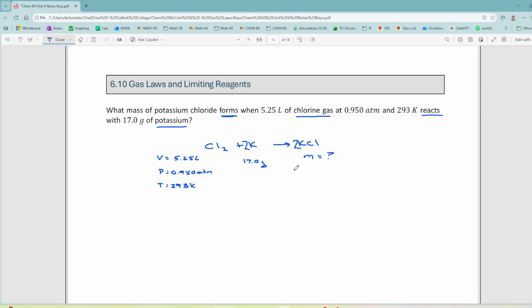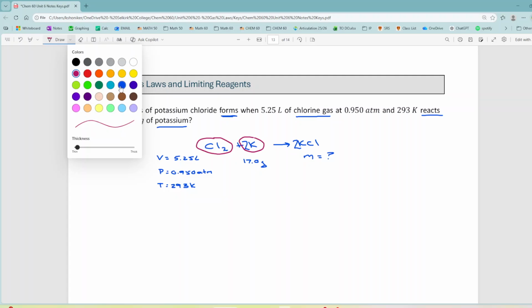So the difference between these questions and the questions that we did before is that they've given you information about both of your reactants, chlorine and potassium. So we need to start with figuring out which of these is limiting the reaction so that we can figure out what mass of potassium chloride will actually be formed. So let's start with the chlorine.